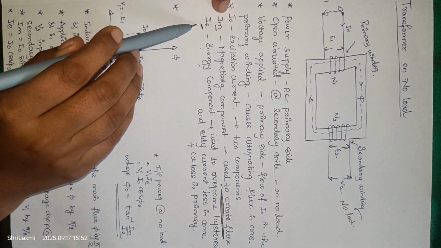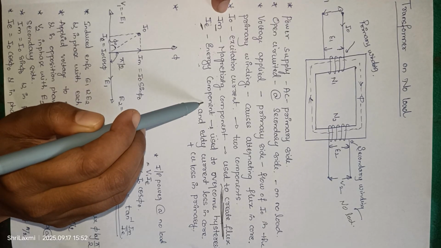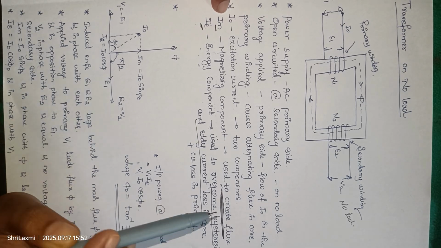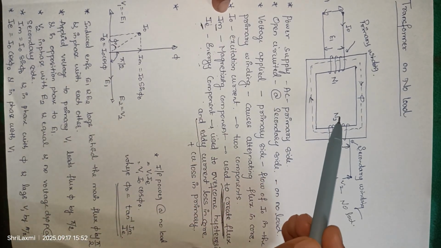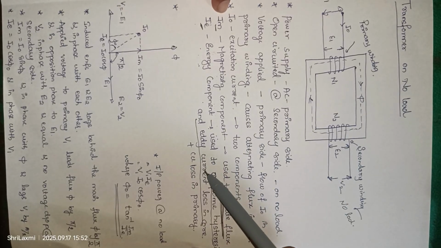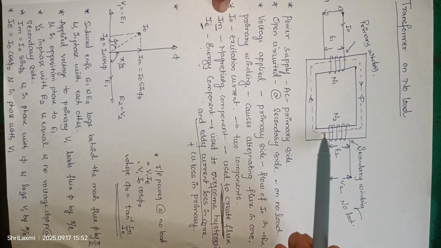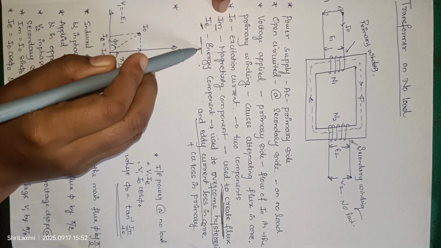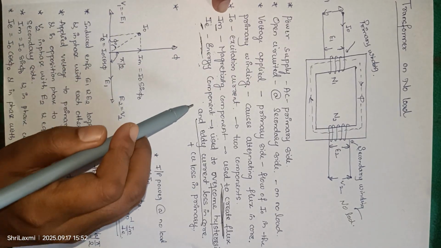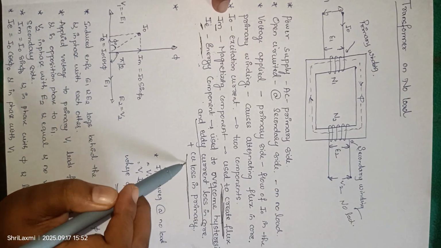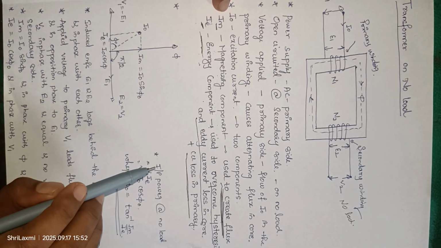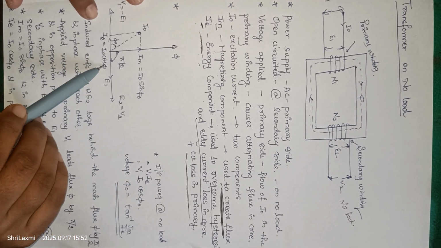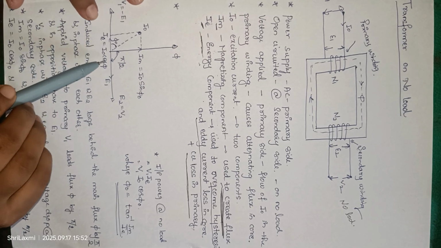And what about the IE? IE is the energy component which is used to overcome the hysteresis and eddy current losses in the core. So there are two losses here, one is hysteresis loss and the other is eddy current loss, which are induced in the core of the transformer. So to overcome these losses, we have to use the IE, that is the energy component, and it also reduces some amount of copper losses in the primary side of the transformer. And we are going to explain it by using the phasor diagram here. So let us look at the phasor diagram.